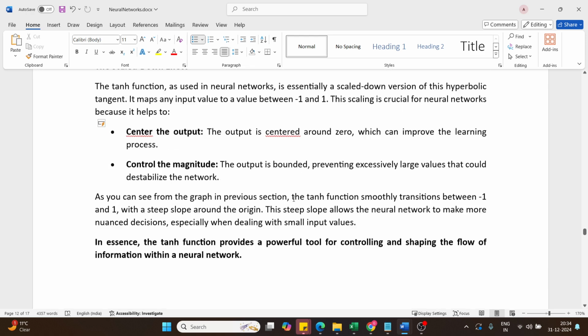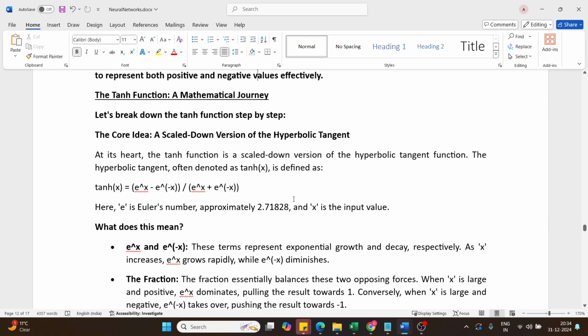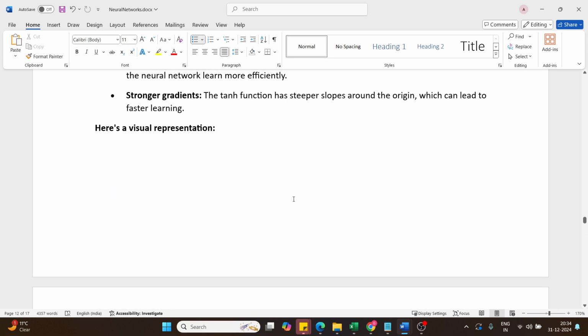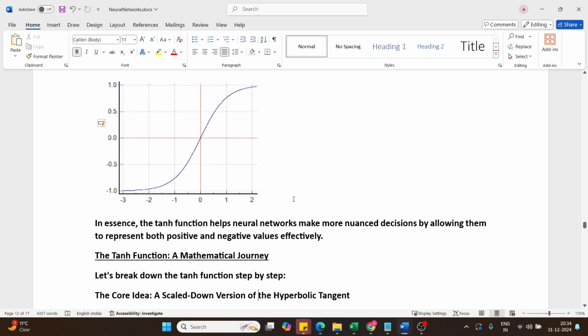So we are going to understand in the next video in what situation we should be using the tanh function, what the tanh is, and when it is useful. Okay.